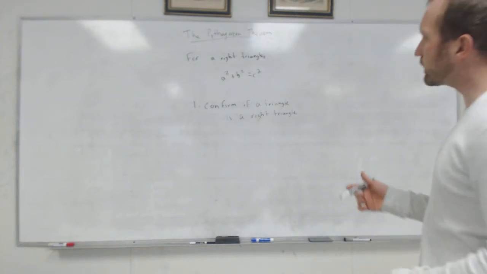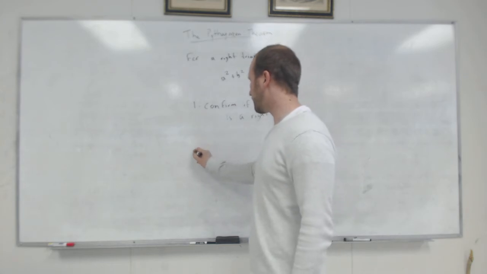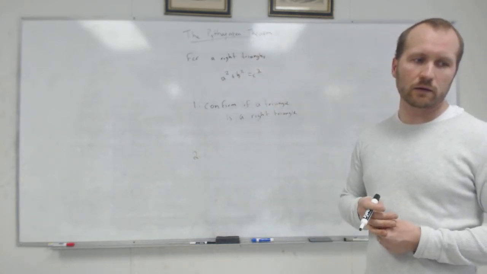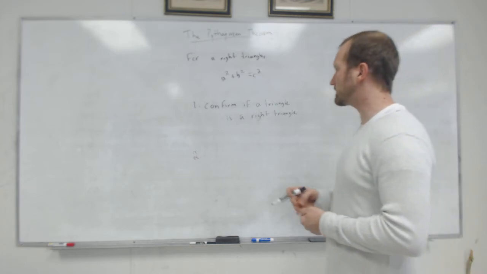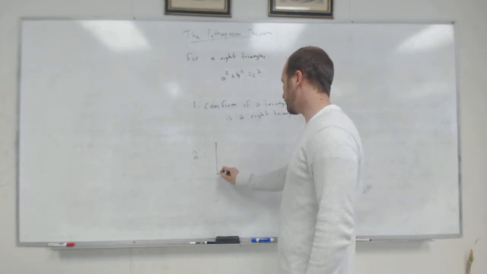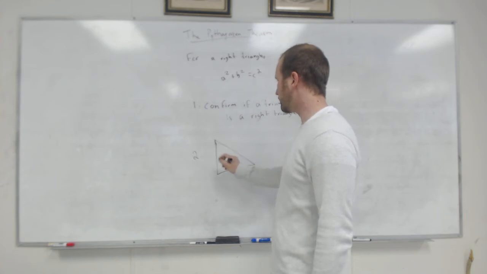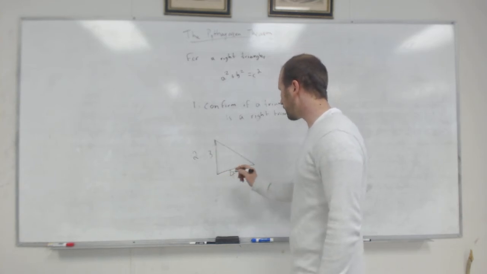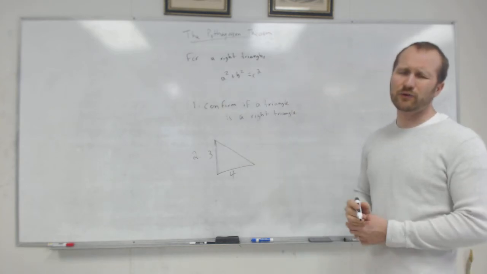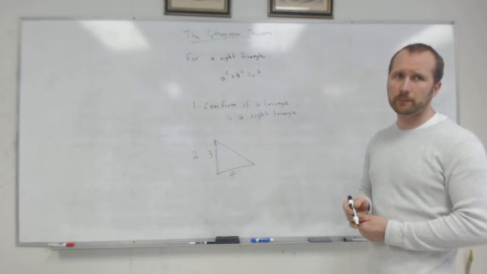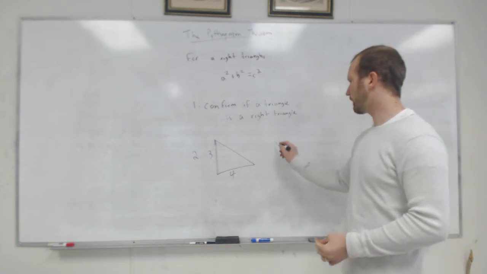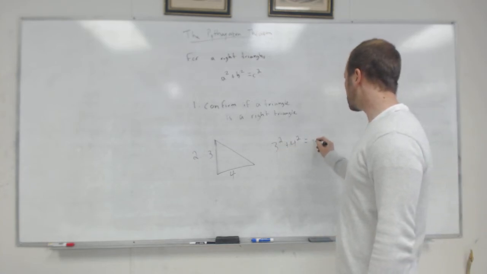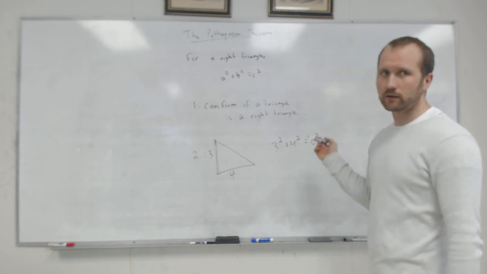Alright. The other thing that we can do with the Pythagorean theorem is we can find a missing side of a triangle. So for example, if I said this side is 3 and this side is 4, you can find this side. How would we do that? By squaring both sides, plus, and then 3 squared plus 4 squared should equal c squared. Right?